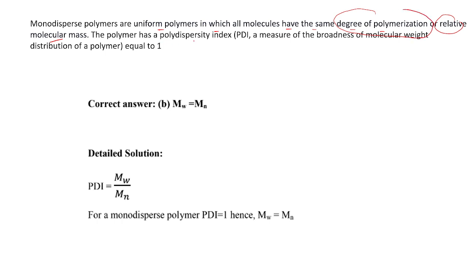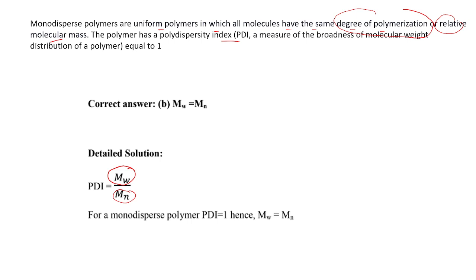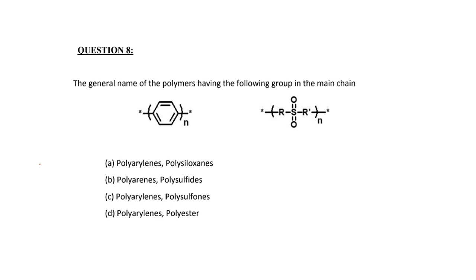The polymer has a dispersity index. So what is the dispersity index? It is the ratio of weight average molecular weight divided by number average molecular weight. So it will be 1. This is the seventh question. So here the weight average molecular weight and number average molecular weight ratio will be 1. It is for a hypothetical monodisperse polymer.